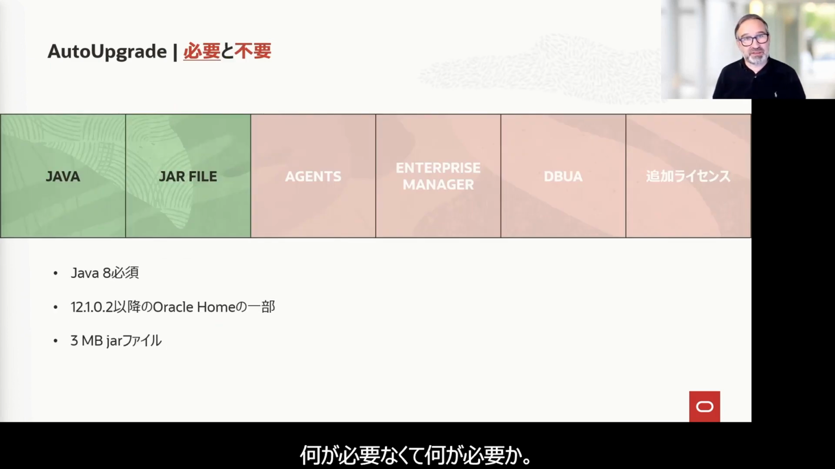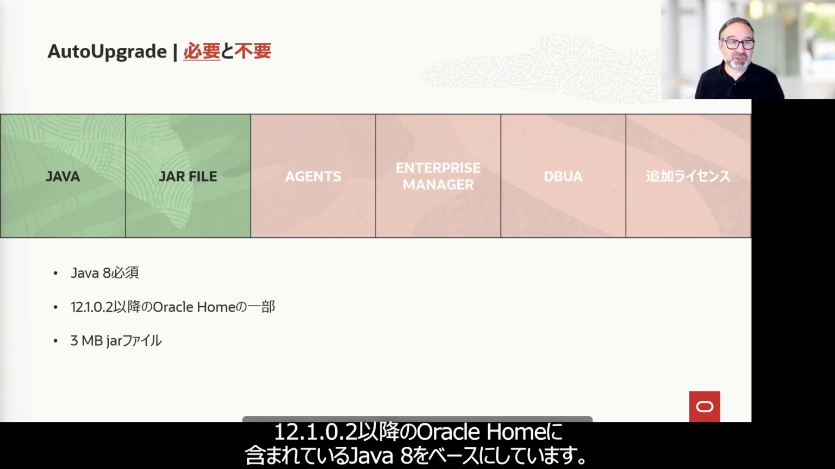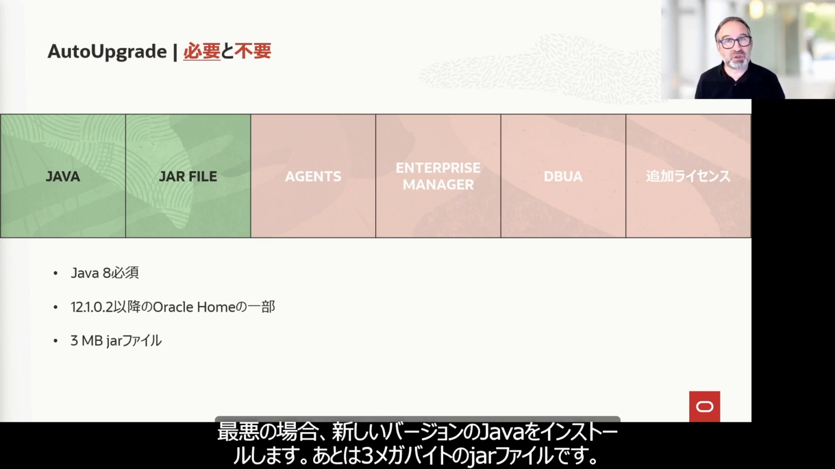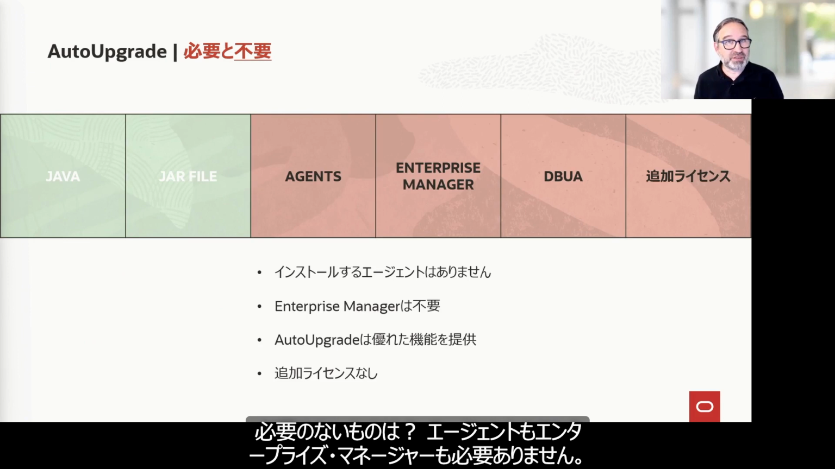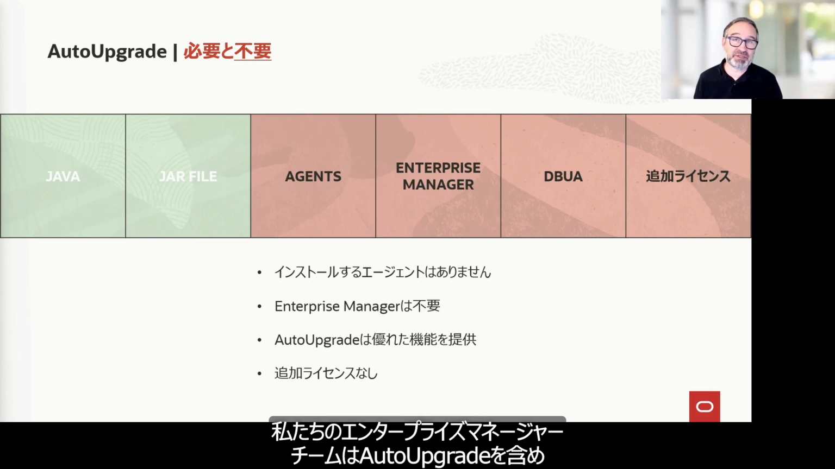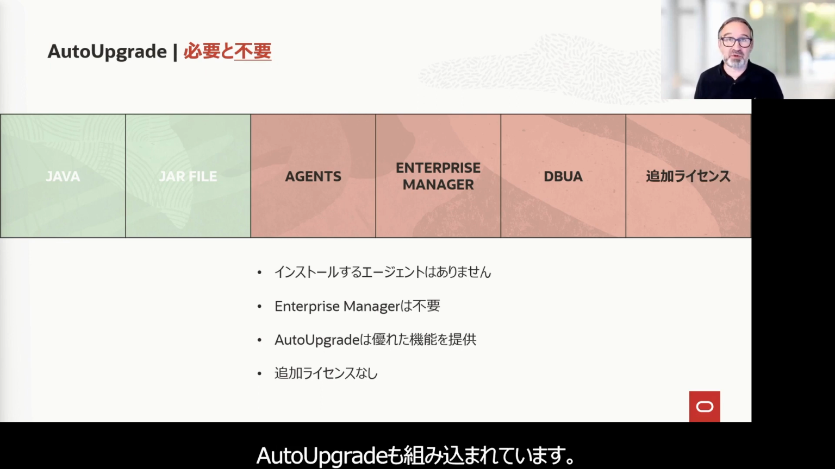What you need and what you don't need. You need Java 8. So it's based on Java 8, which is part of the home since 12.1.0.2. In the worst case, you need to install a newer Java version. A 3 megabyte jar file, that's what you download. What you don't need: no agents, no Enterprise Manager, even though our Enterprise Manager team includes AutoUpgrade as well, as do other groups already, like Fleet Patching and Provisioning. The 21c version, which is useful for 19c upgrades as well, has AutoUpgrade now embedded as well.